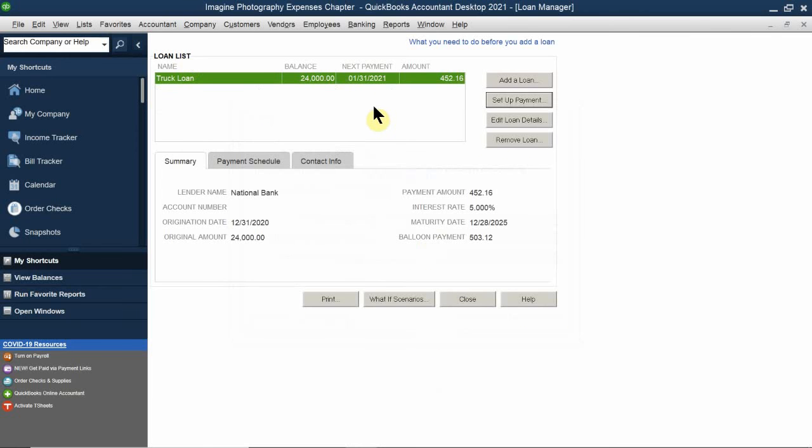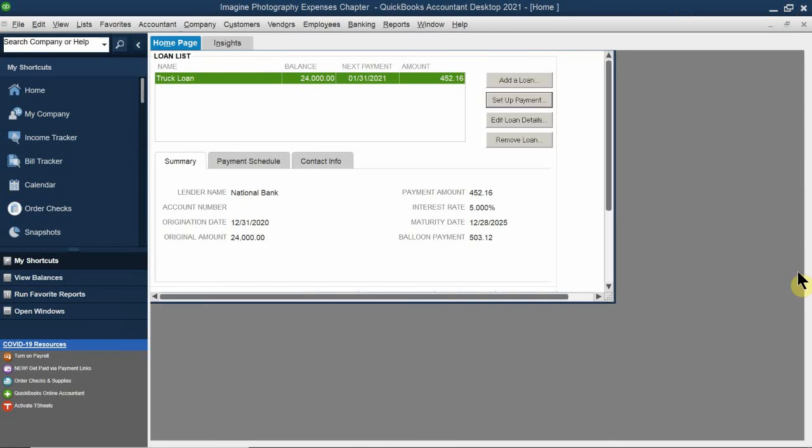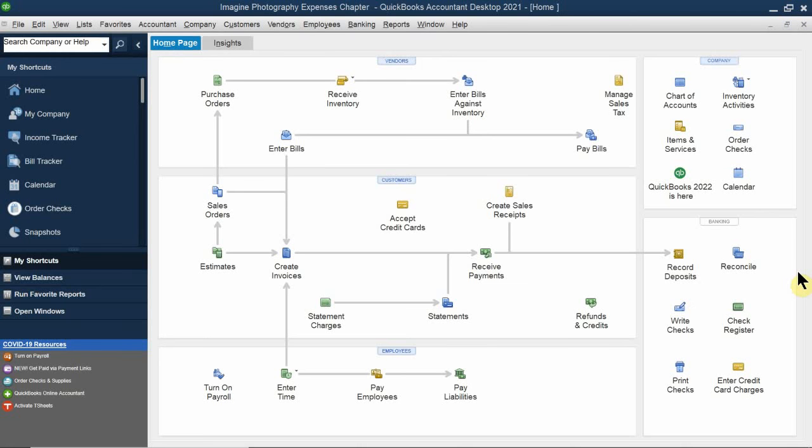So here we go. I have my loan for $24,000 at a 5% interest, and it says right here that my next bill payment is going to be as of January 31st. Okay, for $452. So if I were to just go ahead and close this, which I can, right? How do I go ahead and pay my loan?